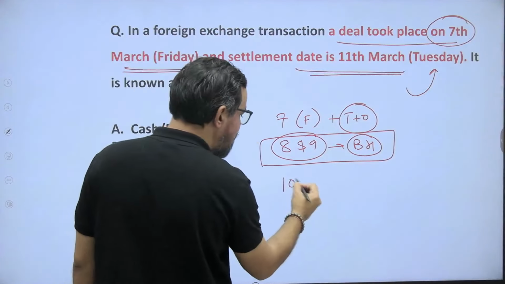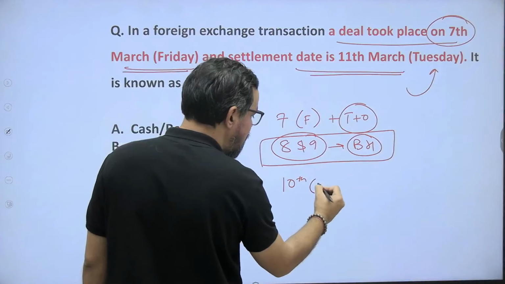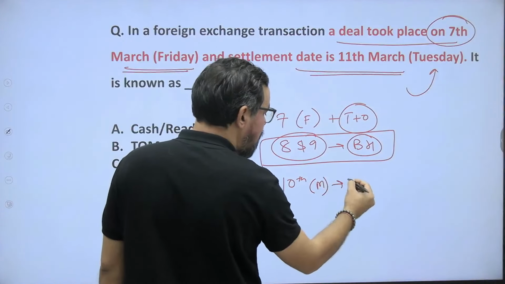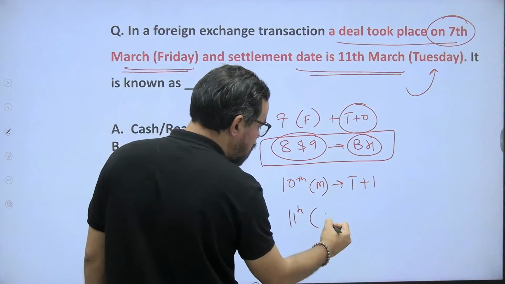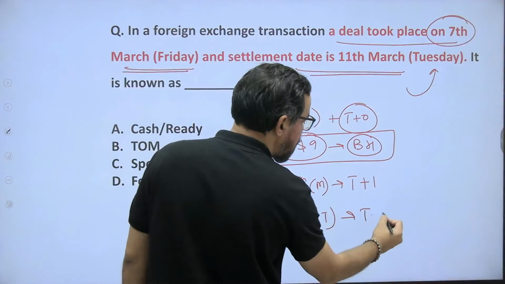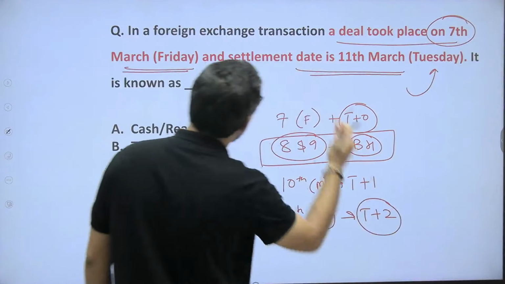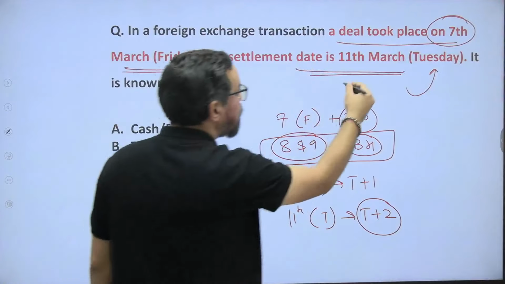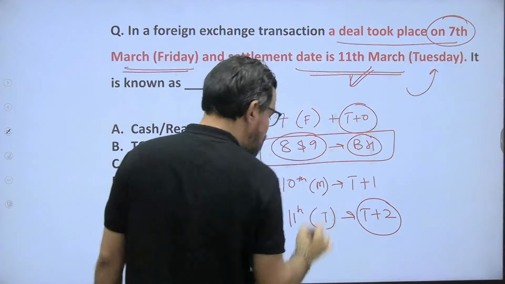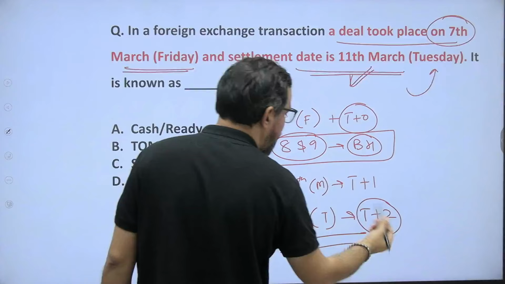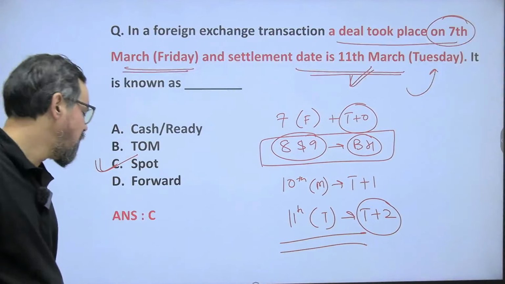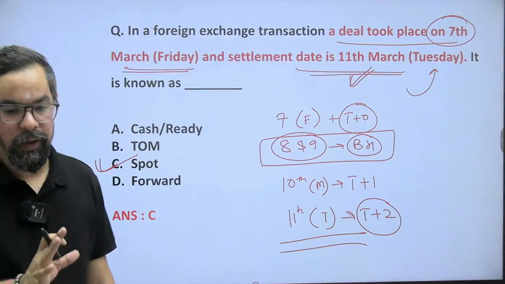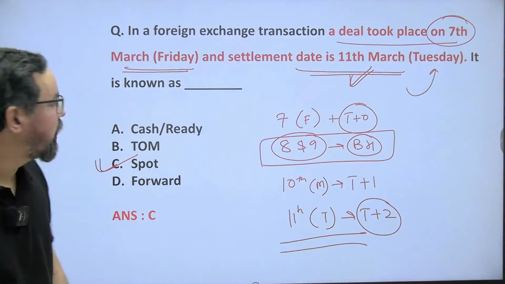Then 10th, which is Monday, is your T plus 1, and 11th, which is Tuesday, is your T plus 2. Now in this case the settlement is taking place on 11th March, Tuesday. So it is spot. T plus 2 means spot. So option C will be the right answer for this particular question. So it's a spot transaction, correct?